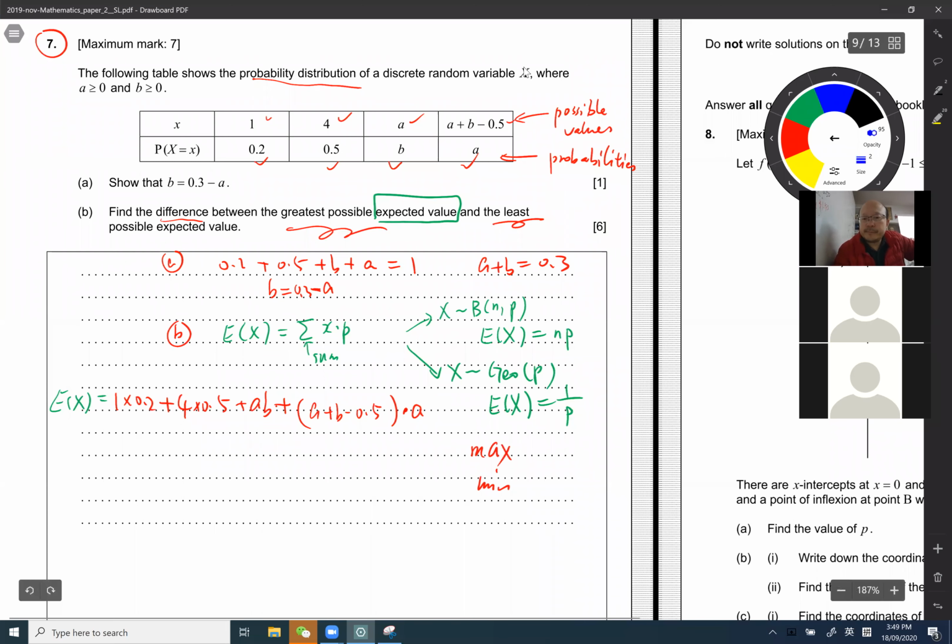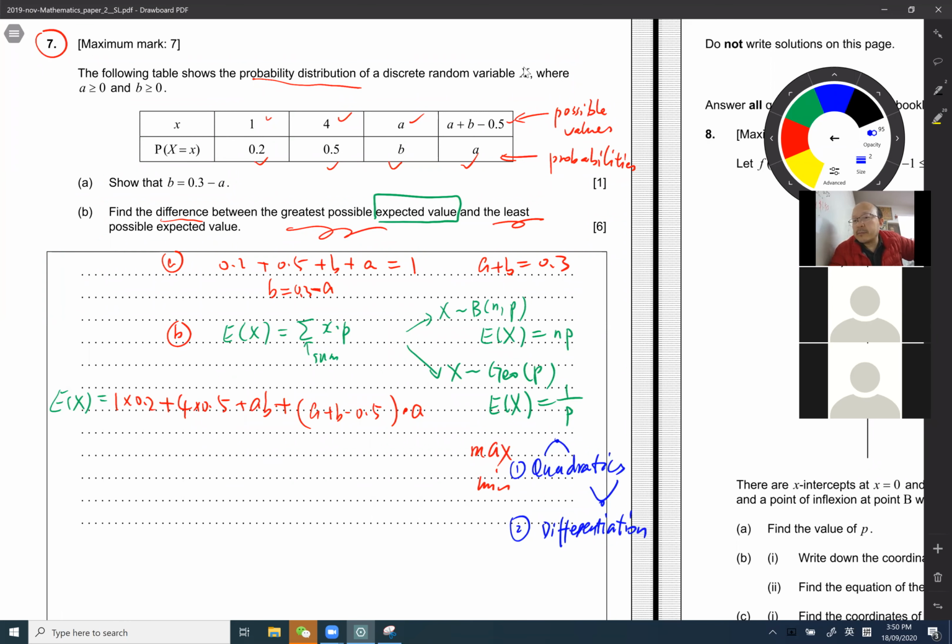First, quadratics, because for quadratics, you always have the vertex. The other type of maximum minimum question is calculus, differentiation. So 2 possibilities: just quadratics, the vertex, or use differentiation.